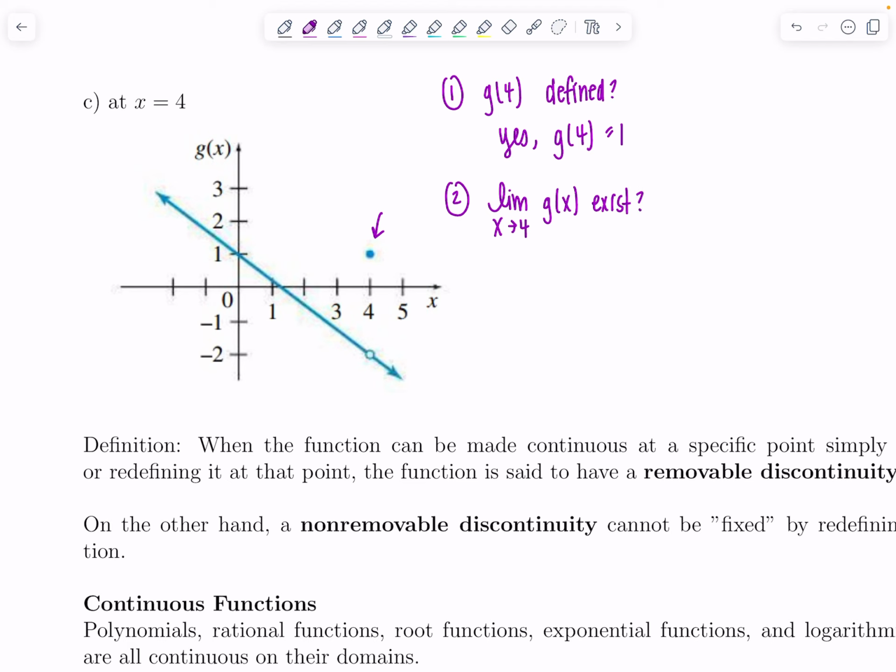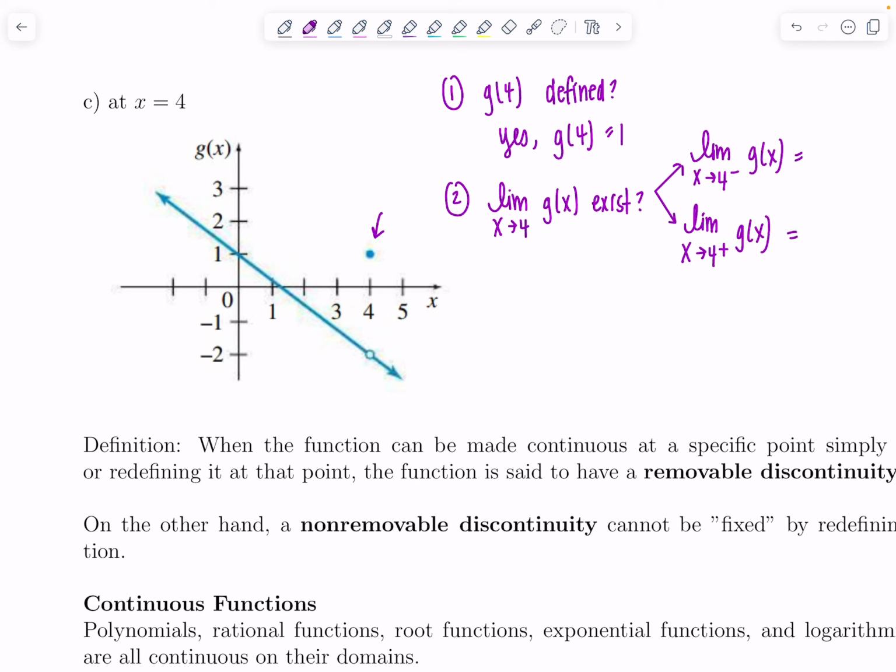Okay, next thing we're going to check, does the limit as x approaches 4 of g of x exist? So let's check our two-sided limit. In order to verify that the two-sided limit exists, we have to check from each side. So we want to see what's the limit as x approaches 4 from the left of g of x, and then what's the limit as x approaches 4 from the right of g of x.